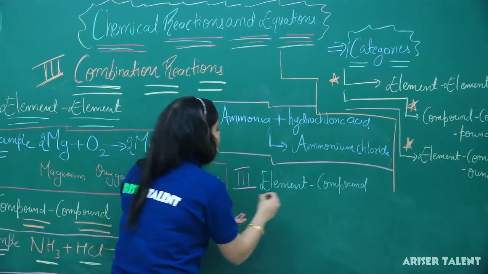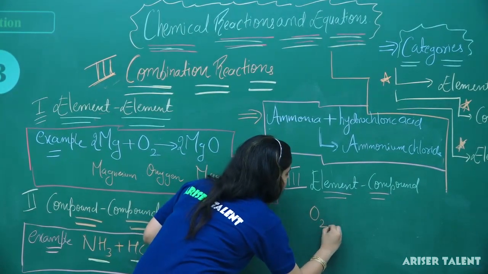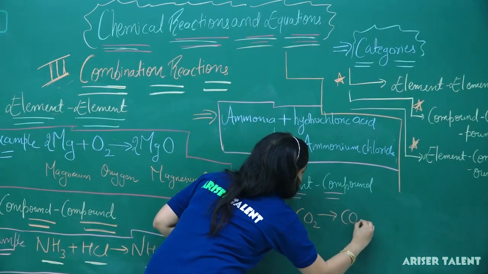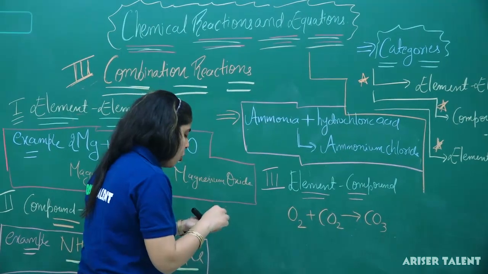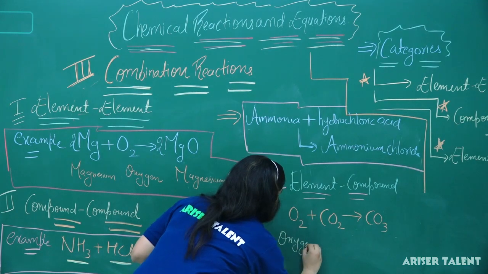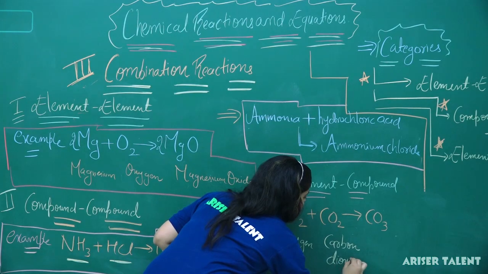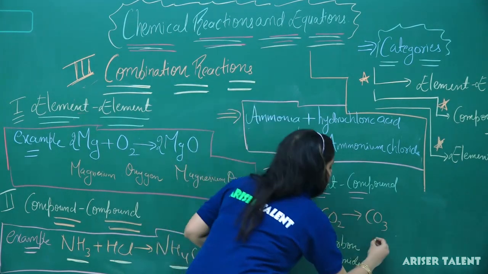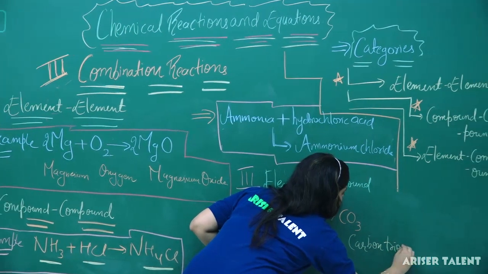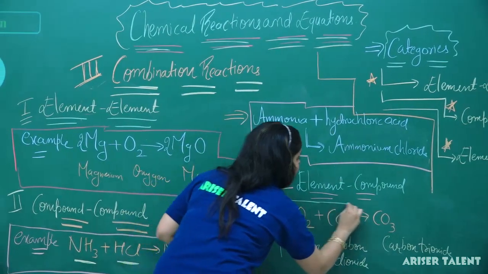In the category of element-compound reaction, what we have taken is O2 reacting with CO2 to give CO3. O2 here is an element, that is oxygen. CO2 is carbon dioxide, and what we have obtained here is carbon trioxide. So this is the general example for the element-compound combination.